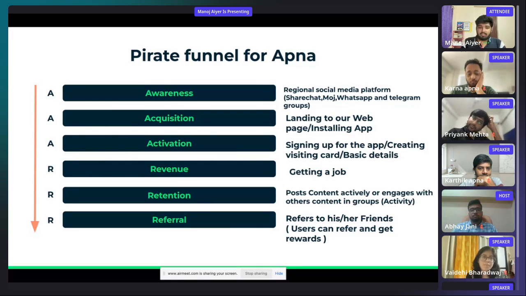So just a quick journey of how a user would come to the app. They might come from a regional social media platform or by seeing other ads, and also through referral. So they get acquired, they sign up for the app, they fill in the basic details. We get revenue when they get a job, or retention, when they actively engage in the community, refer their friends, etc.